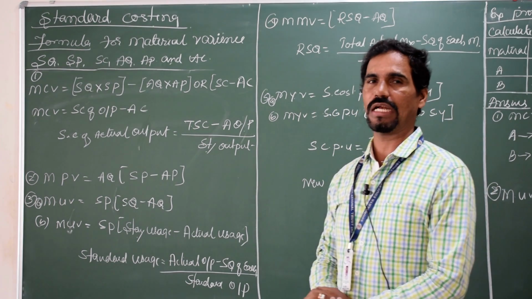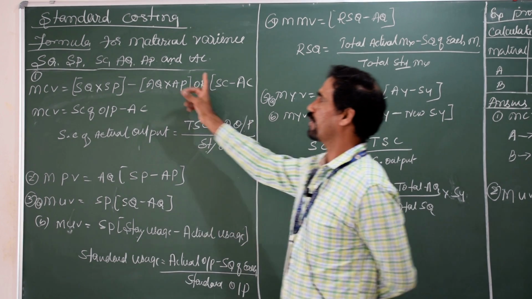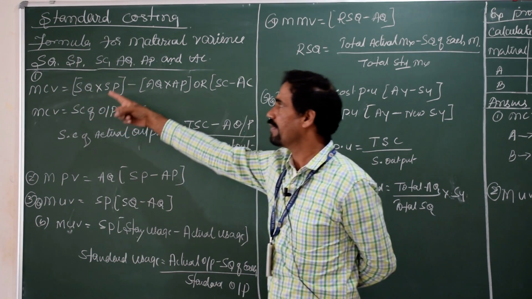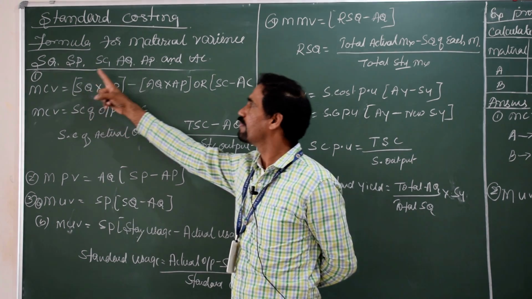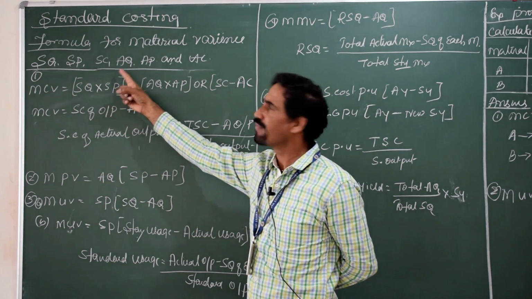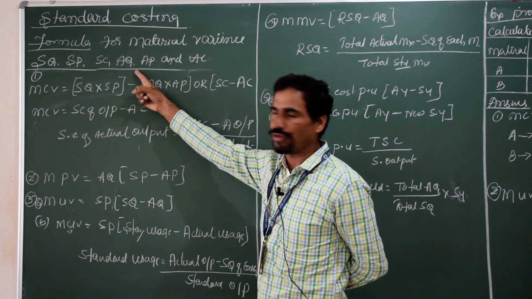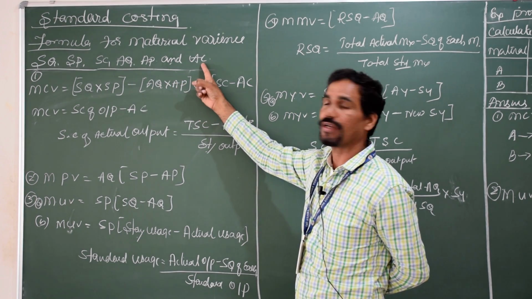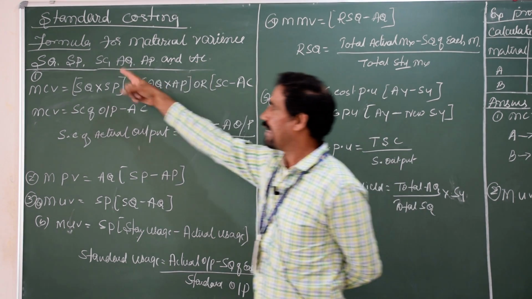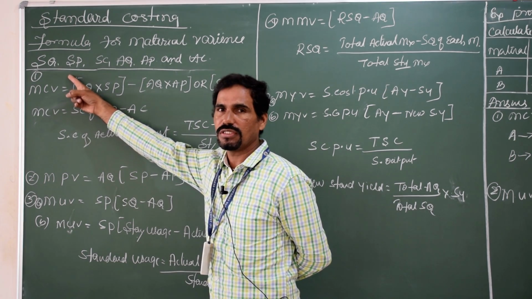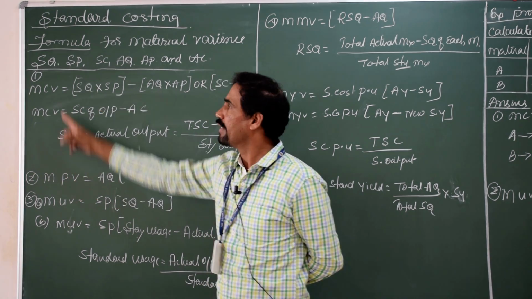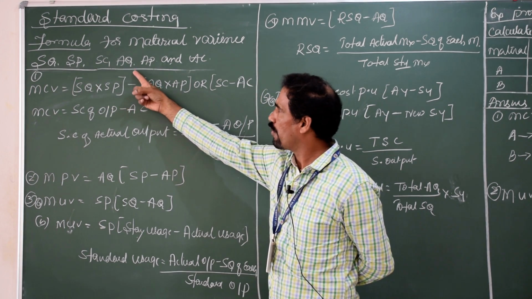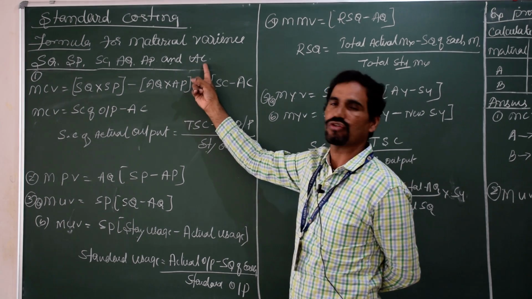Before calculating material cost variance, we need to find the standard quantity. SQ stands for standard quantity, SP stands for standard price, SC stands for standard cost, AQ stands for actual quantity, AP stands for actual price, and AC stands for actual cost. I am writing the short forms as abbreviations, so you should follow the abbreviations only.